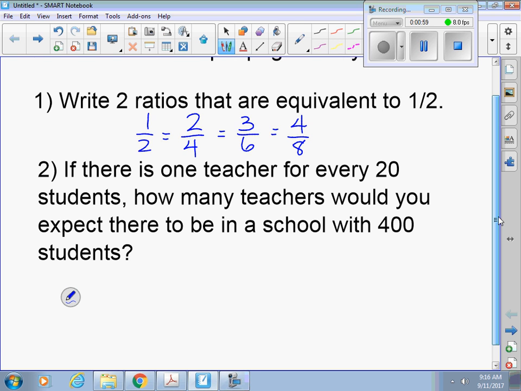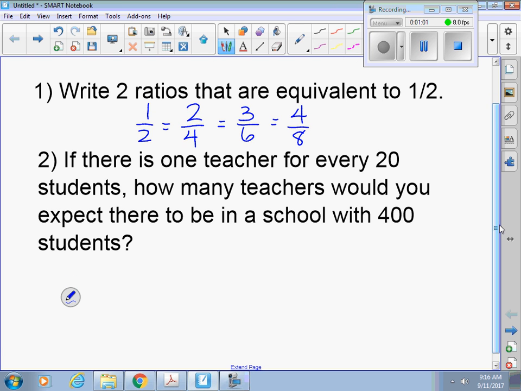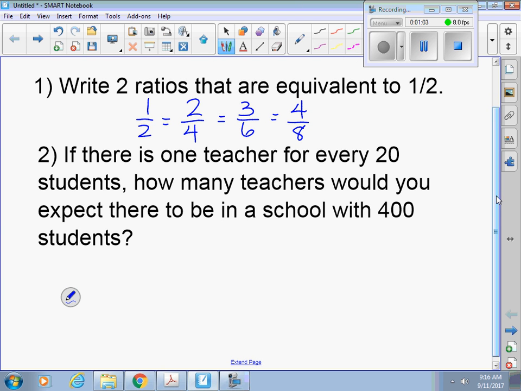All right, so we're going to stop there. It says if there's one teacher for every. Why did I hit that button, guys? Because for every. Very good. That's our ratio. So if there is one teacher for every 20 students, how many teachers would you expect there to be in a school with 400 students?